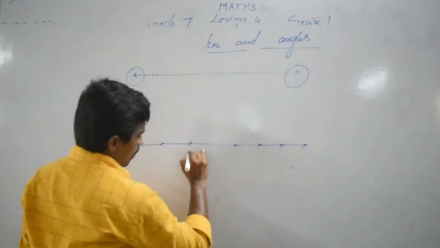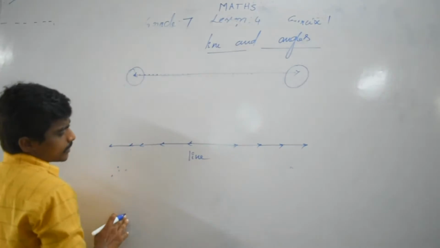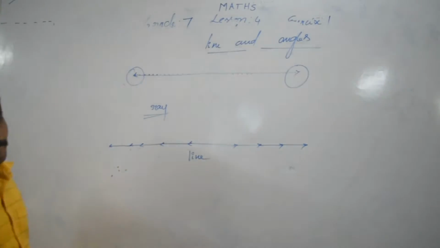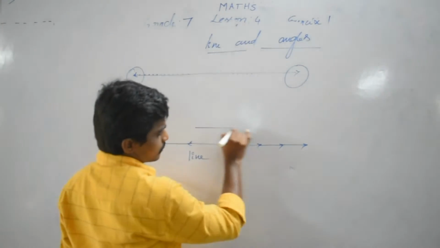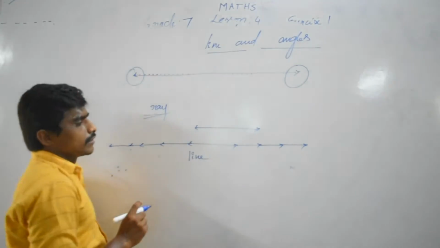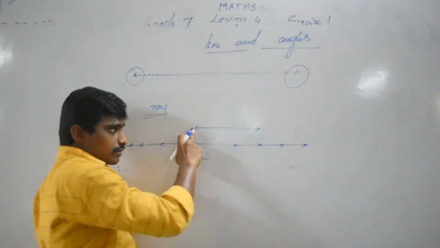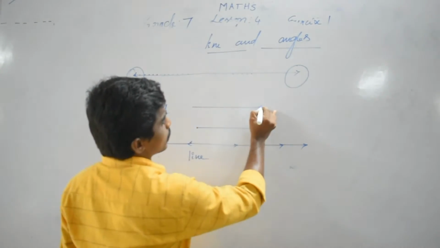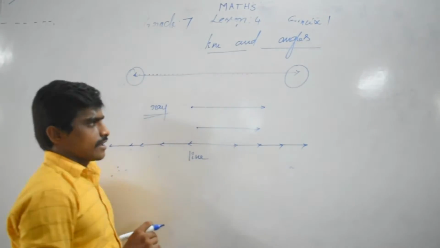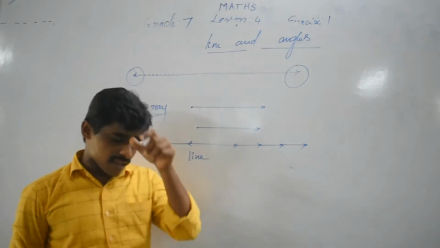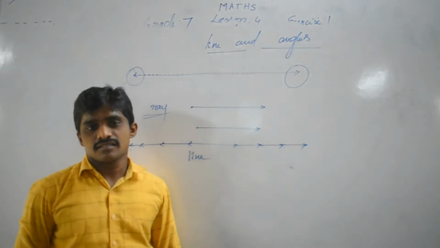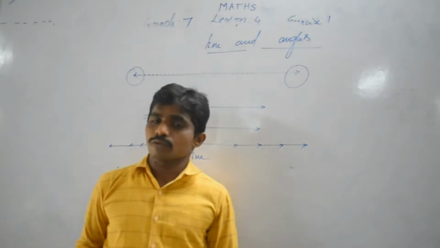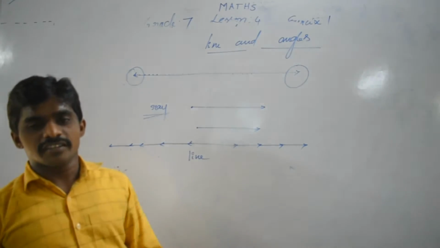This is a line. Next one, a ray. What is a ray? Here, see, this is a line, and this is a ray. An example of a line in mathematics is integers. For integers, we don't know the starting number or the ending number. So that is the set of integers.